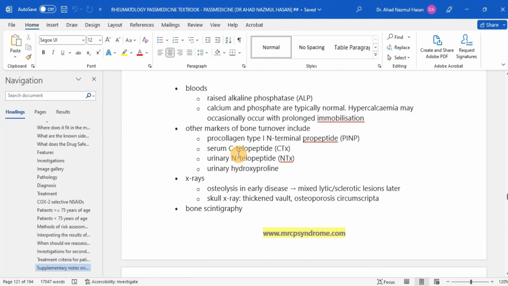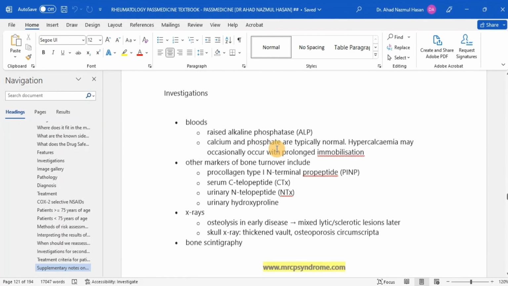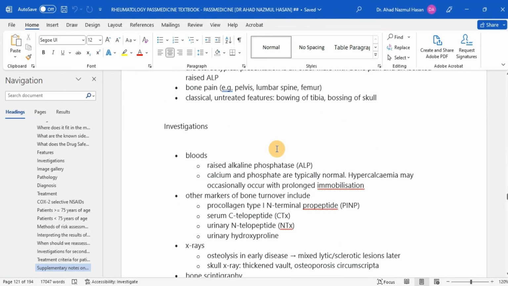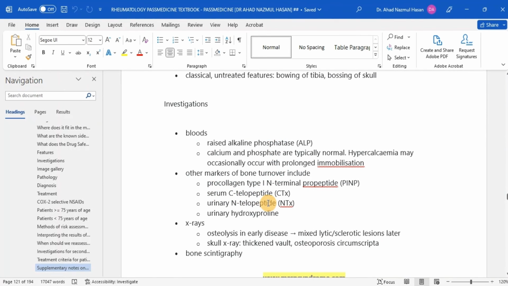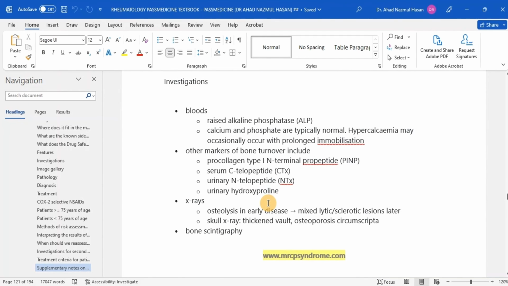So there are some of the markers of bone turnover which may be seen in case of Paget's disease, like procollagen type 1 N-terminal propeptide, serum C telopeptide, urinary N-telopeptide, and urinary hydroxyproline. And for the exam, the urinary hydroxyproline is most important. And we will get the features of mixed lytic and sclerotic lesion.